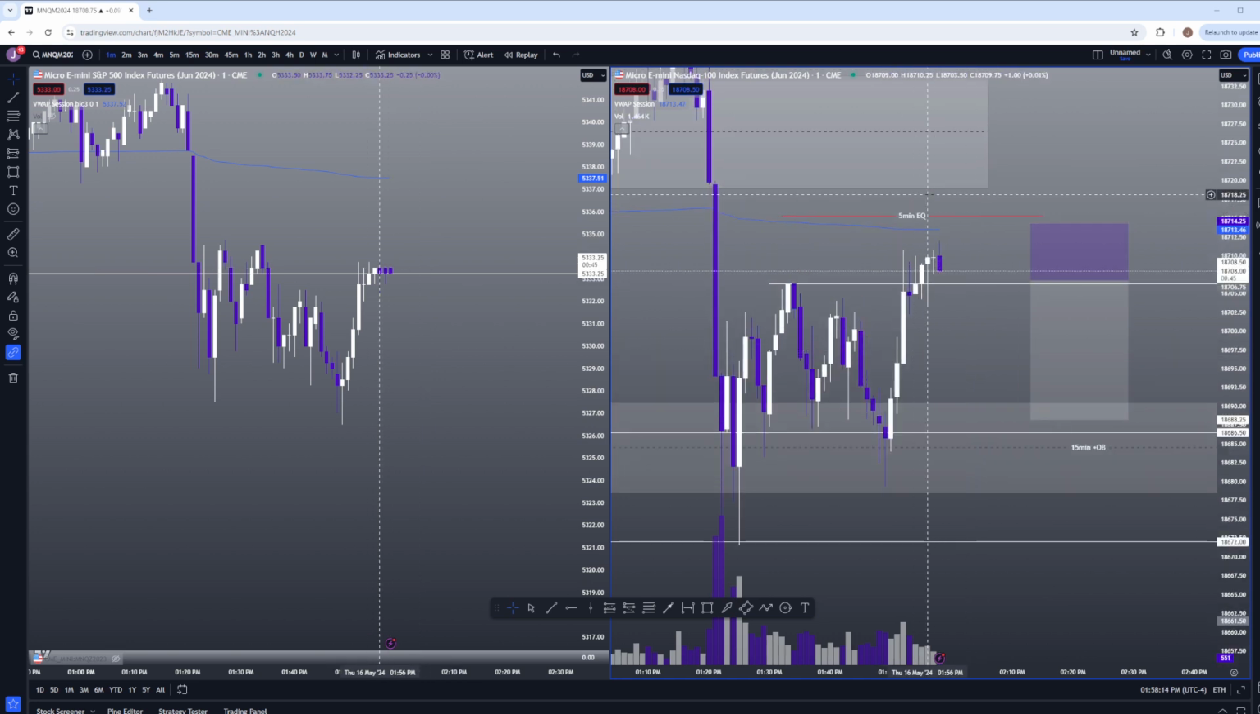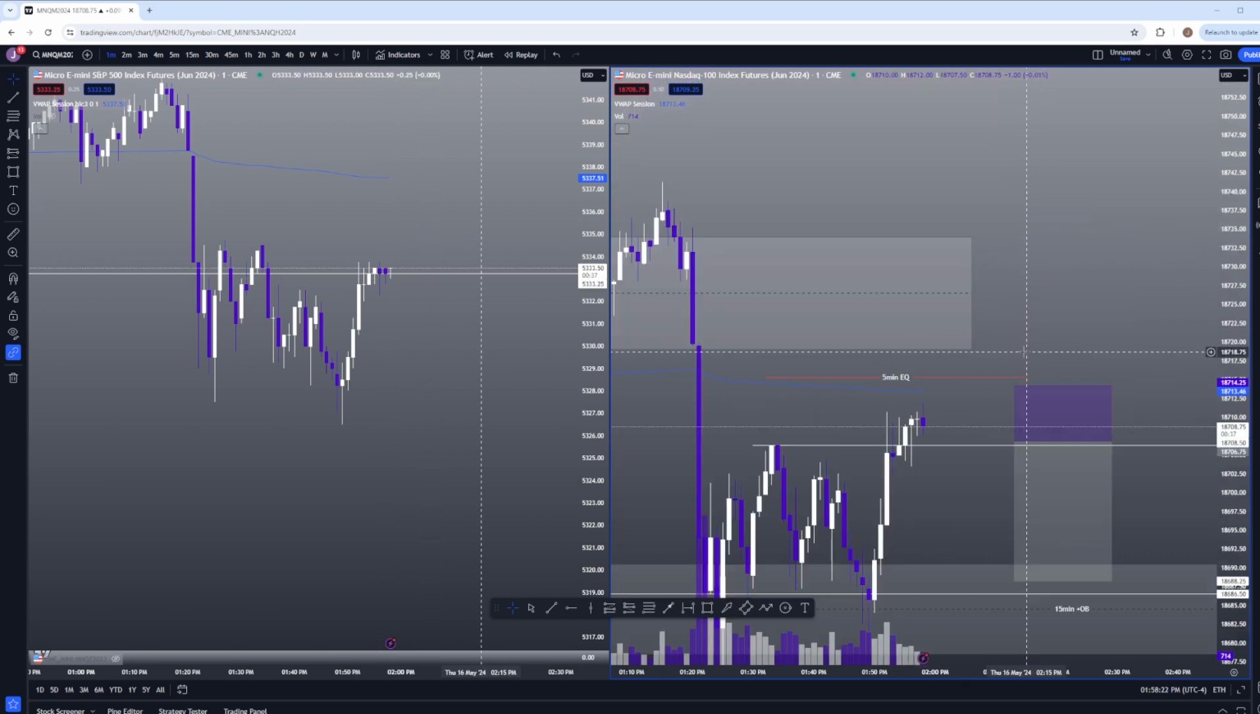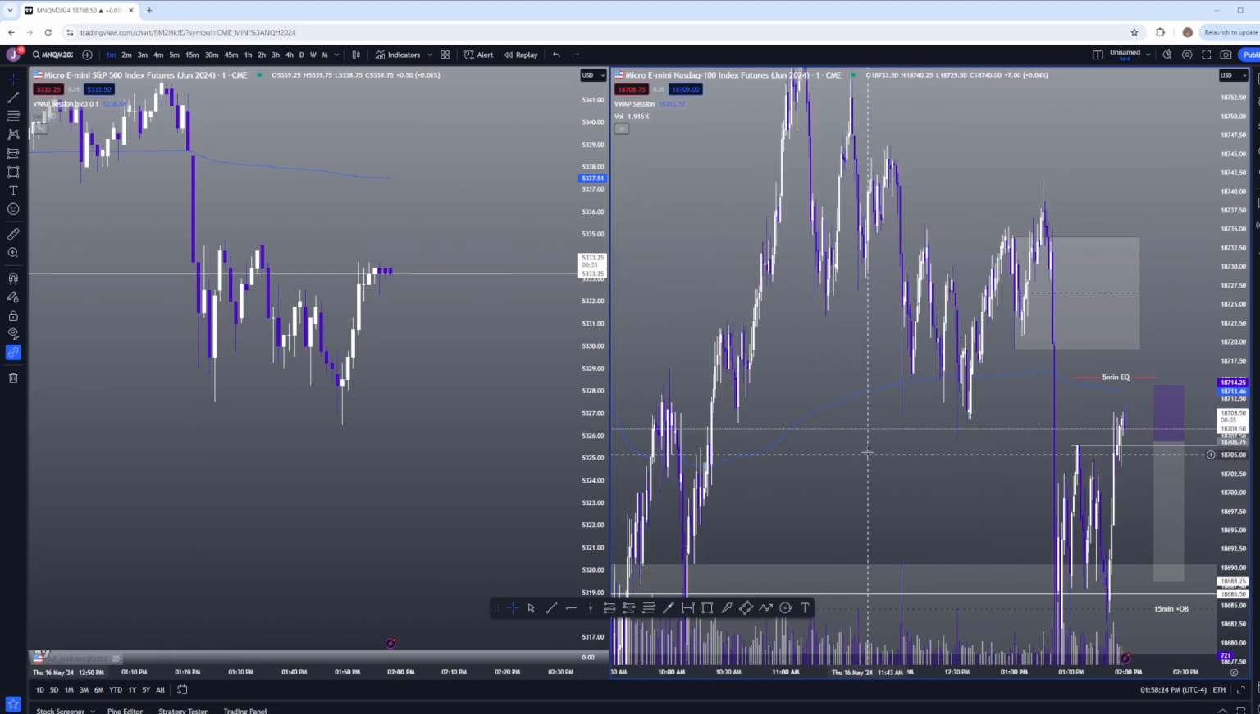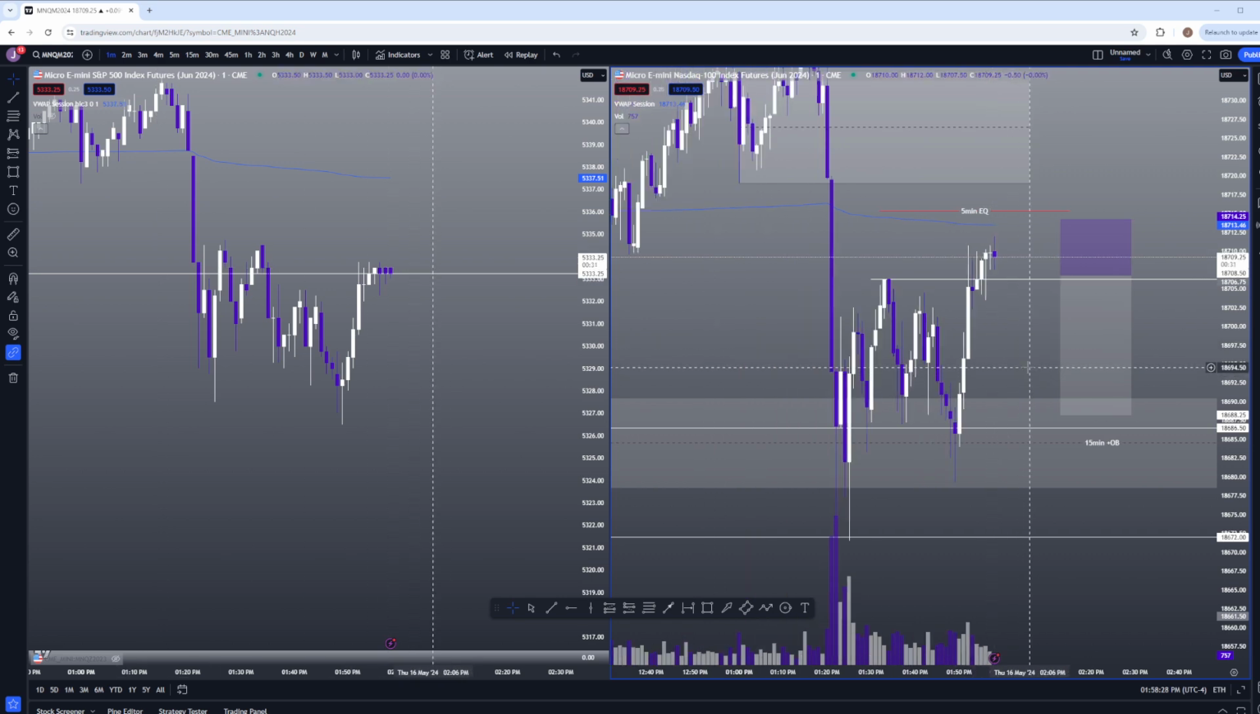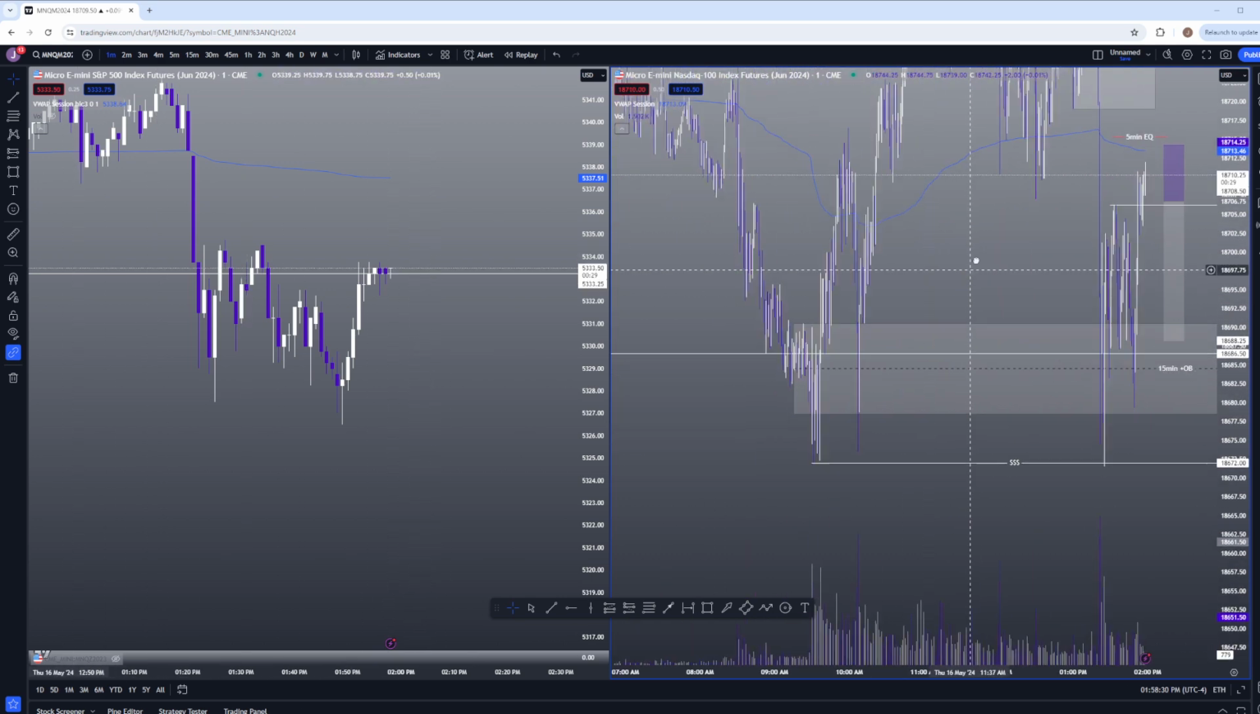All right, we have VWAP right here. Yeah, we are going into silver bullet hour. I'm hoping that we'll find some direction and go target some liquidity. Just got to figure out what liquidity price is trying to target right now.